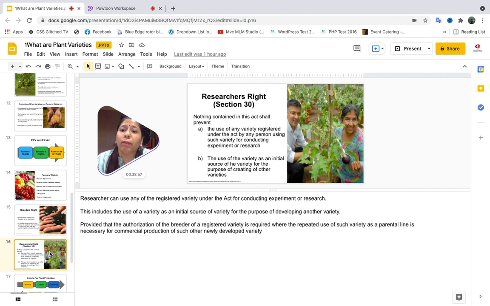But if I want to repeatedly use it, for the next few years or for the next few months, I should take a proper authorization from that breeder, which should say that repeated use of parental lines is not for commercial production.